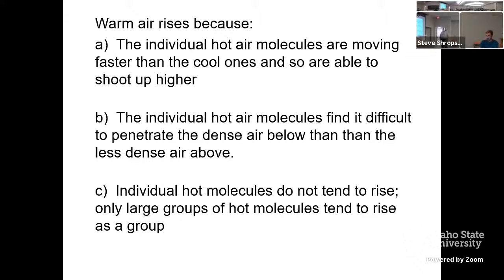Got three possible explanations here. A, individual hot air molecules are moving faster than the cool ones, and so are able to shoot up higher in the atmosphere. Or B, the individual hot air molecules find it difficult to penetrate the denser air below than the less dense air above. Or C, you can't talk about the motion of individual molecules. They don't tend to rise, but you can talk about that with very large numbers of hot molecules. They tend to rise as a group. So think about this for a bit.